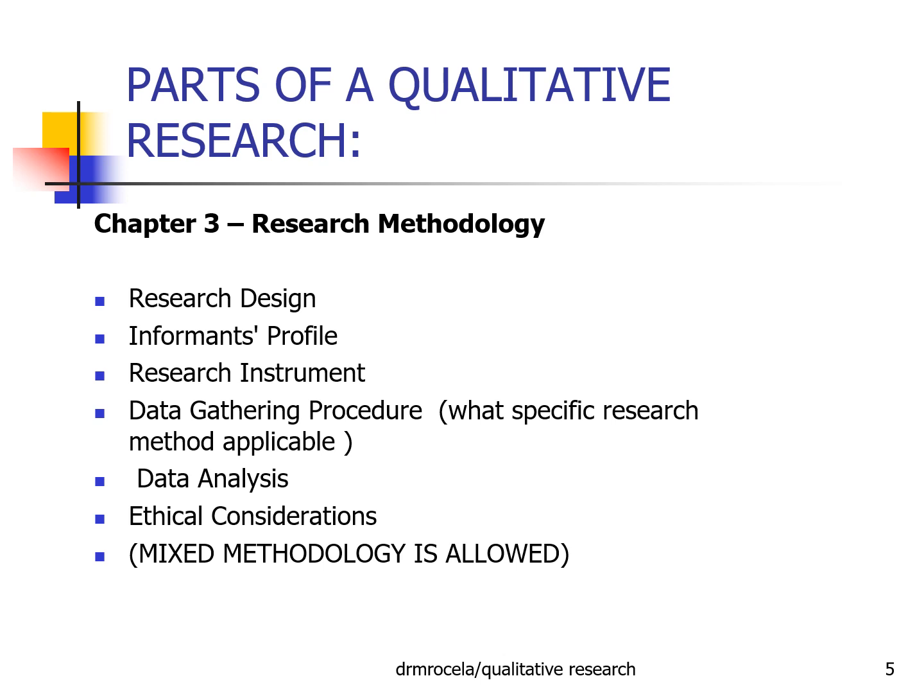And then in Chapter 3, this is the research methodology. So we will include here the research design, and then we'll have the informant's profile, and then the research instrument, and then the data gathering procedure. So what specific research method is applicable, and then we have the data analysis, and then the ethical considerations. And now some institutions will include or will allow the mixed methodology. Okay, so again, that depends on the institution, the group or organizations that handle your research.